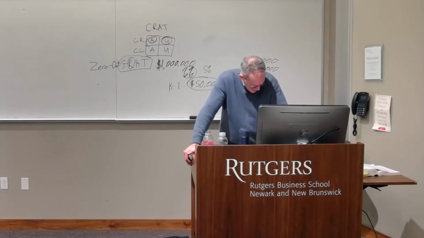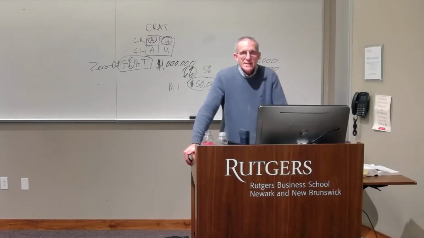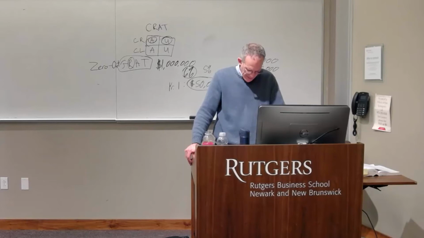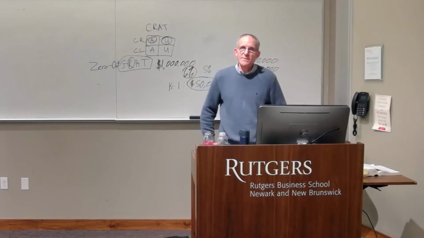Okay, how are CRATs and CRUTs taxed? Generally, these remainder trusts are not taxed, right? Unless they have so-called unrelated business income. Unrelated business income is defined under Code Section 512.